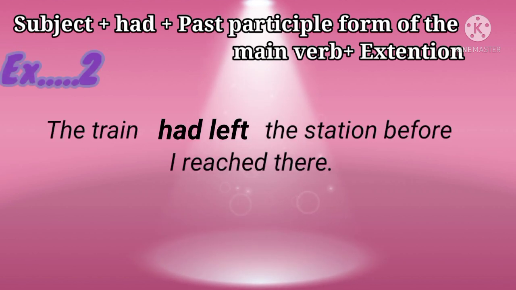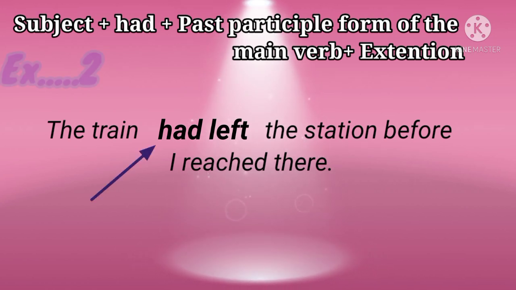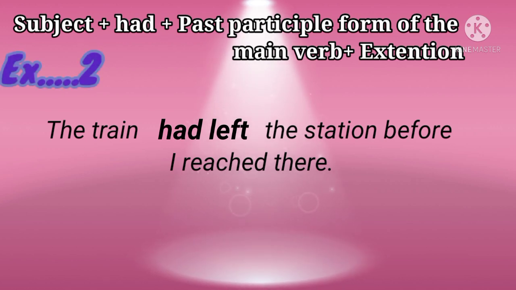Example 2. The train had left the station before I reached there. Here, the past perfect tense had left describes an action that had happened before another action took place in the past, and that is I reached there. So, the past perfect tense is used to show the action that had happened before another action took place in the past.